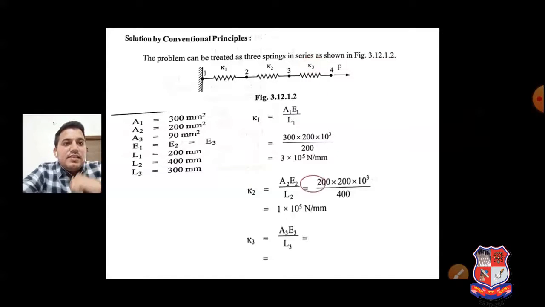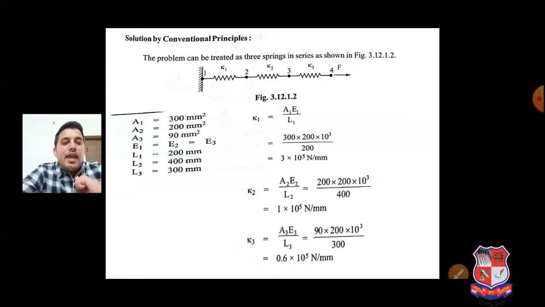Now let's see the same for K3. So K3, you can observe the value: 90 into 200 into 10 raised to 3 divided by 300. The length varies at each and every step, that's why the answer varies. So here we find 0.6 into 10 raised to 5 Newton per mm. So these are the individual stiffnesses for elements number 1, 2 and 3.